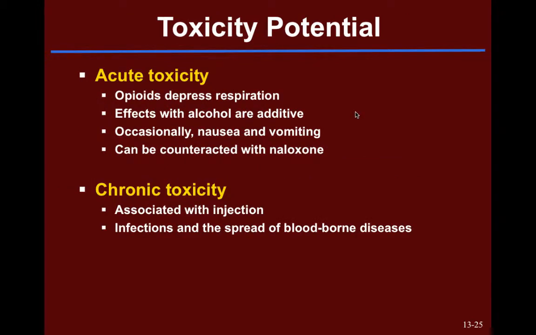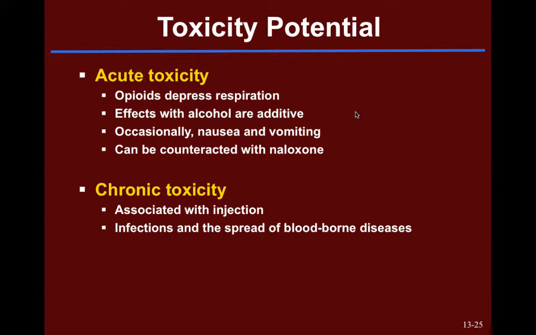So moving on now to toxicity, we've got both acute and chronic toxicity concerns with opioid users. For acute toxicity, we've got that suppressed respiration that we talked about, and especially in combination with alcohol. We do occasionally see nausea and vomiting with the use of opioids, and all of these can be countered with a dose of naloxone. Now, in terms of chronic toxicity, most of what we see here is associated with the injectable forms of the drug because it is most closely associated with the physical process of injection.